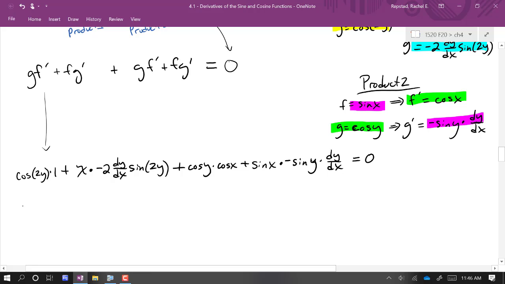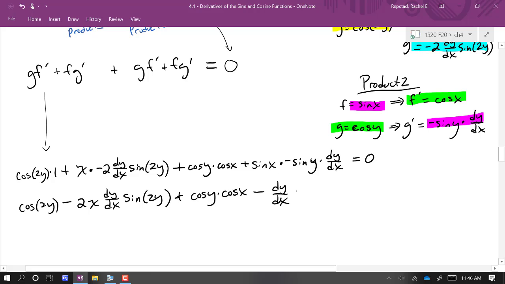So our first product here, we got cosine 2y minus 2x dy dx sine 2y plus cosine y cosine x minus dy dx sine x sine y.